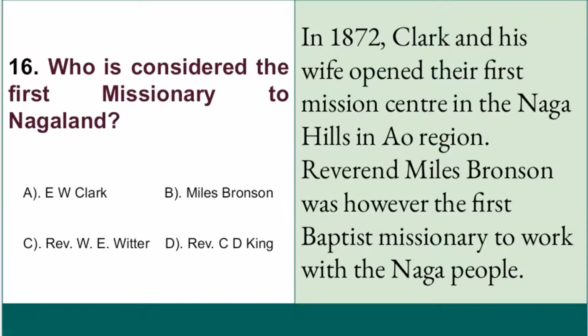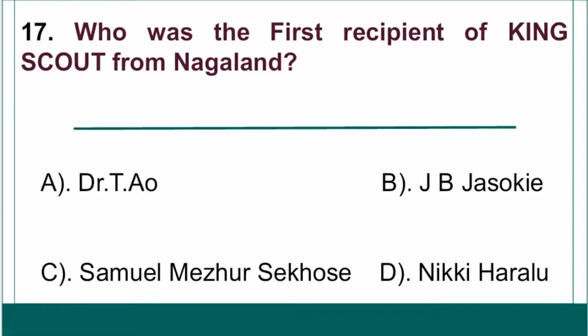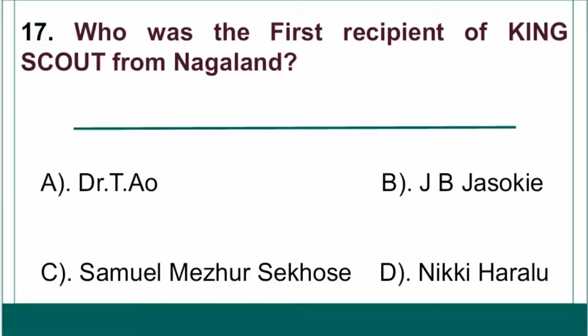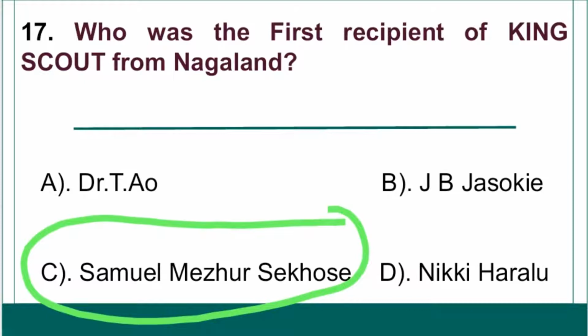And question number 16, who is considered the first missionary to Nagaland? The correct answer is option number A, that is E.W. Clark. In 1872, Clark and his wife opened their first mission center in the Naga Hills in our region. Reverend Miles Bronson was, however, the first Baptist missionary to work with the Naga people. And question number 17, who was the first recipient of the King's Cross from Nagaland? The correct answer is option number C, that is Samuel Messiah Sikoshi.